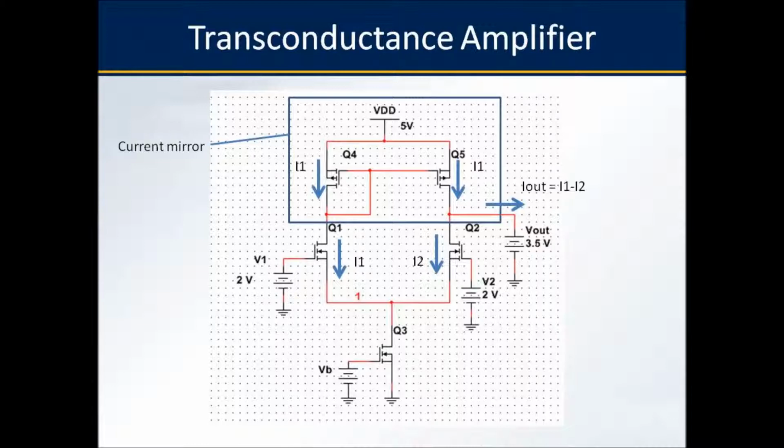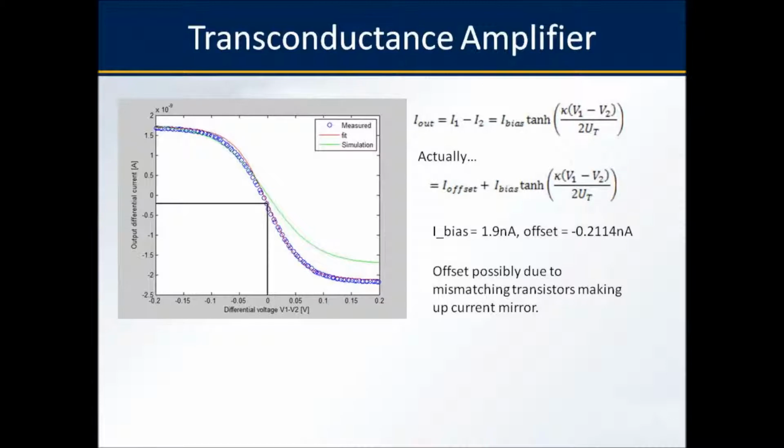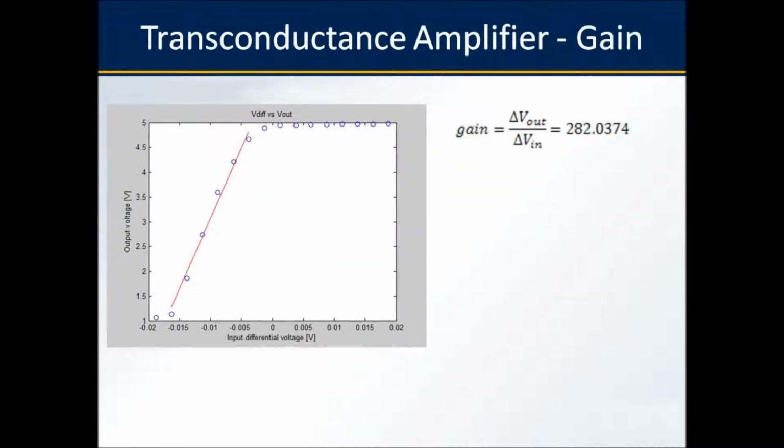This configuration is called a transconductance amplifier. Here again we have some measured data, but it is not symmetric like we would expect. When a differential input of 0 is applied, some current still flows to the right side. This can possibly be due to transistor geometry mismatching the current mirror. In the last part of the experiment, we extract the gain and related parameters of the transconductance amplifier.